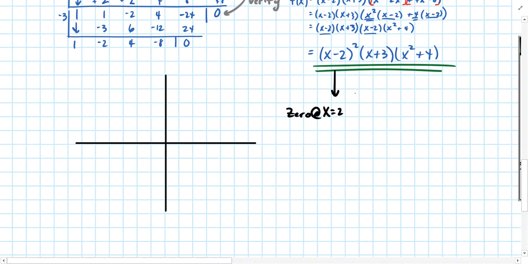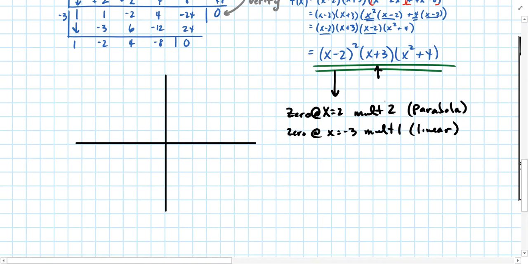There's a 0 at x equals 2, and it's got a multiplicity of 2, so it's going to behave like a parabola. So it's going to bump into the graph and turn away, kind of like a parabola does. There's a 0 at x equals -3, but its multiplicity is 1, and we usually don't indicate that, but I'll make a note of it here. That means it's going to behave like a linear function.